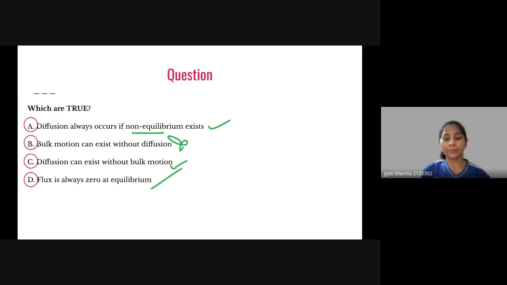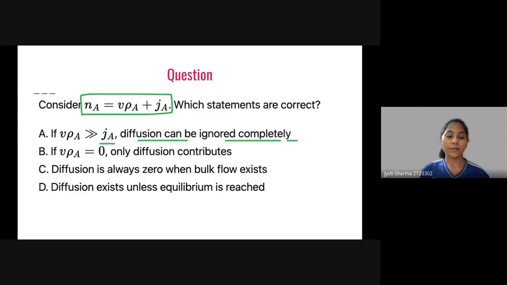Again, we have the equation that is showing you the flux, and again you have to tell me: if the first term is more than Ja, then diffusion can be ignored completely. If v rho a is equal to 0, only diffusion contributes. Diffusion is always 0 when bulk flow exists. Diffusion exists unless equilibrium is reached.